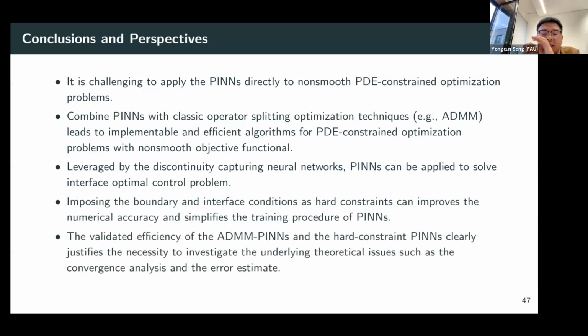And in the future, we will study the theoretical analysis, because here we only consider the algorithm design and the design of the neural networks and do some numerical simulations. There are still no theoretical guarantees for these two algorithms. We are now working on these theoretical issues, such as the convergence analysis and the error estimate.